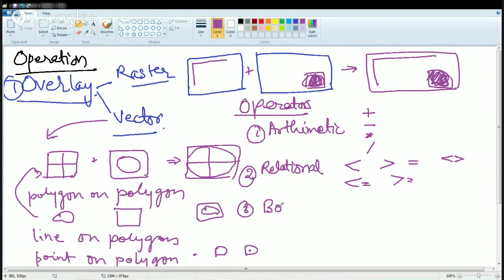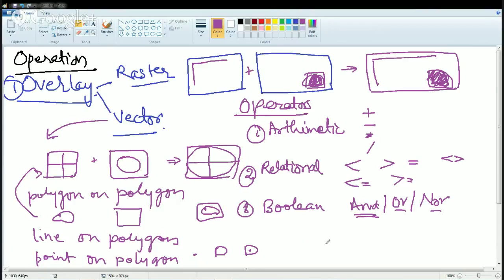Then you have Boolean operators. You have and, or, nor. So these are some of the common Boolean operators. So and is similar, both 1 and 2. Or means either 1 or 2. Nor means neither 1 nor 2. So that is what are the basic kinds of operators that we use in overlay operations.